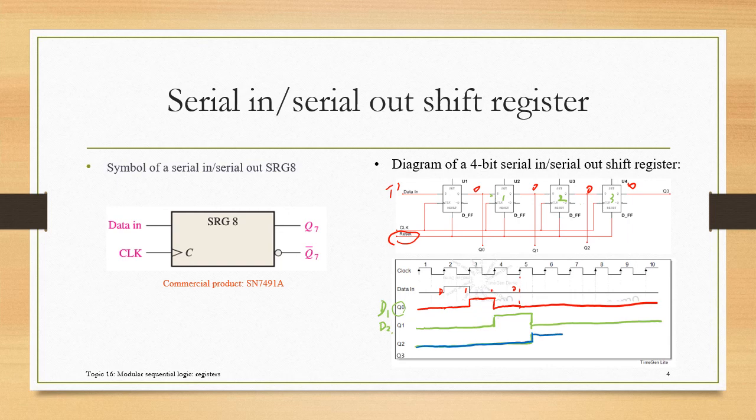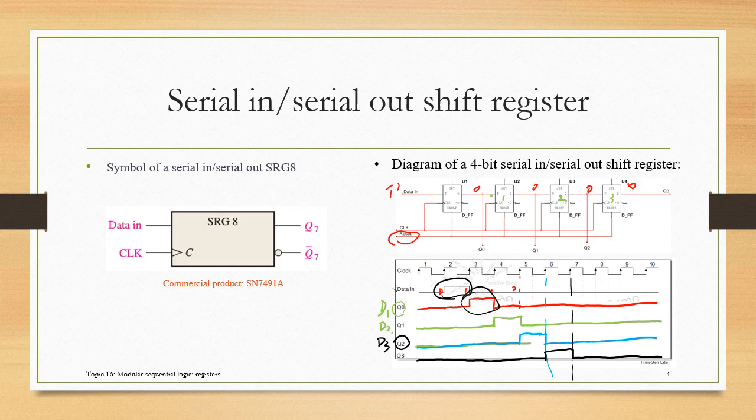Oh, sorry, did too much here. This will change here from here. Finally, because Q2 is connected to D3, so Q3 will follow D3, and will look like this. So now you can see that the input data can be shifted to Q0, to Q1, and Q2, and Q3 by sequence.